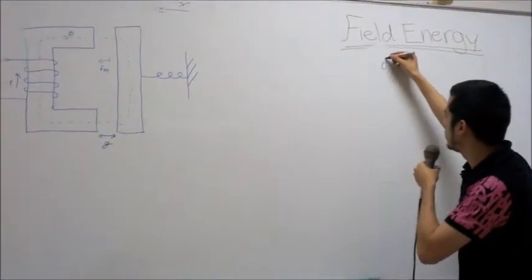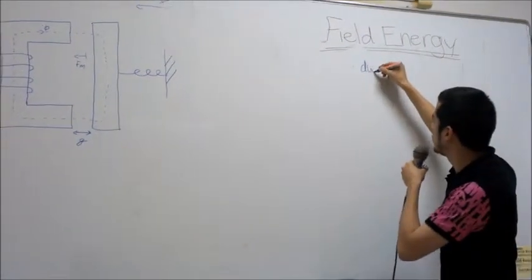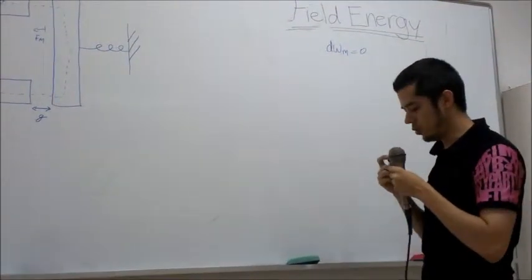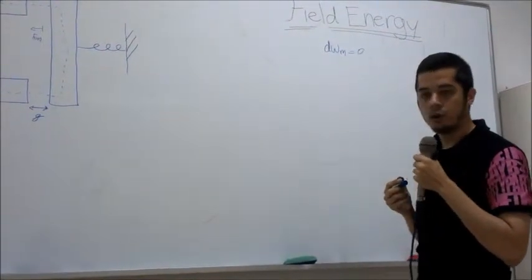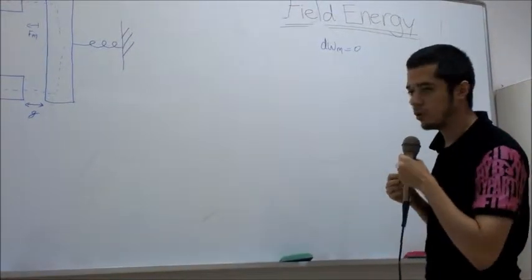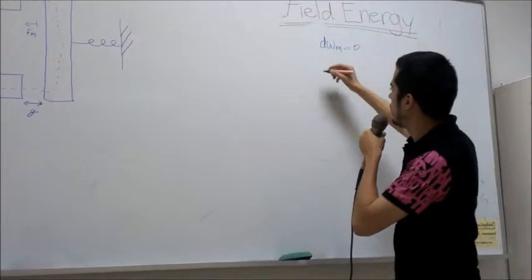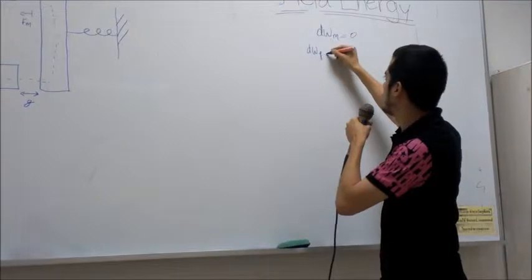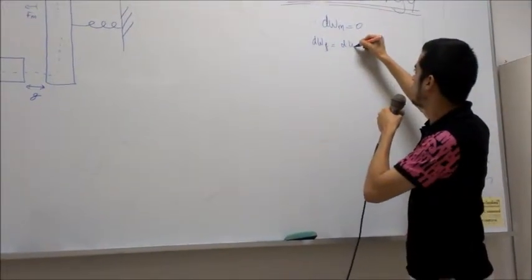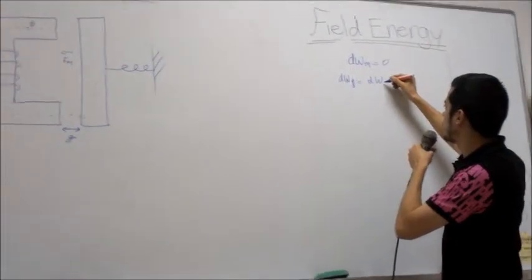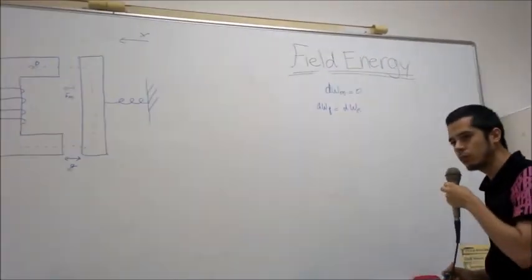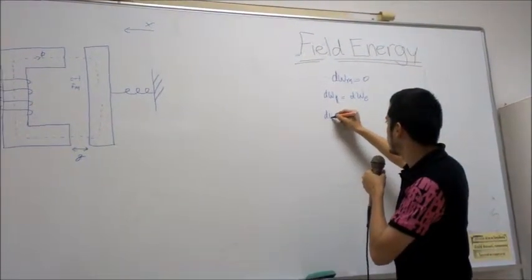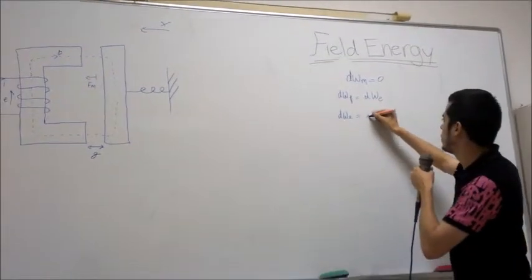equal to 0. So the incremental mechanical energy is also equal to 0. Then, according to the equation that we saw in the previous part, the incremental field energy is equal to the incremental electrical energy. Now we can write the incremental electrical energy as this.